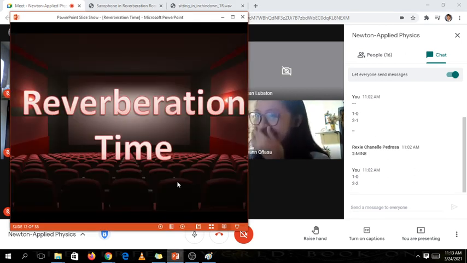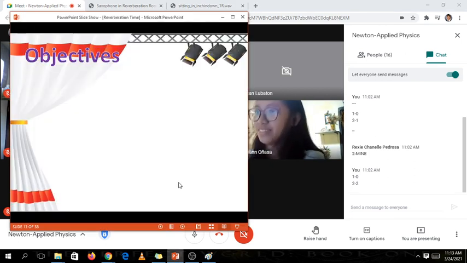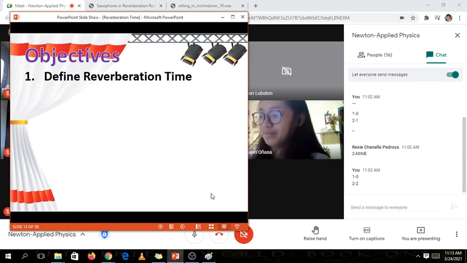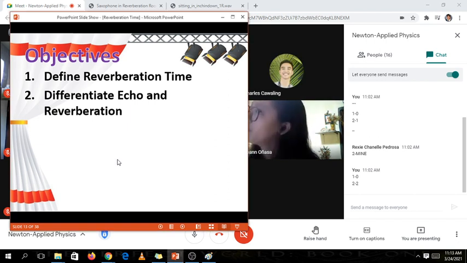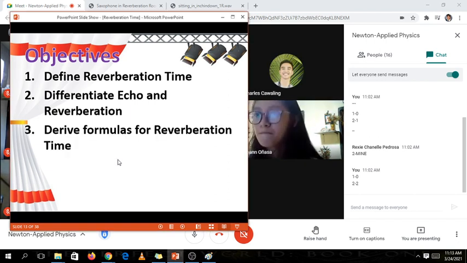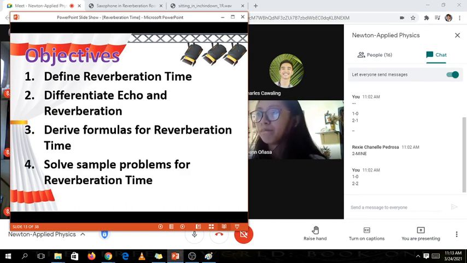Alright, reverberation time. The objectives for today are, of course, to define reverberation time, to differentiate echo and reverberation, because these two terms are often used interchangeably but they are actually two different things, then to derive the formulas for reverberation time, and to solve sample problems for reverberation time.